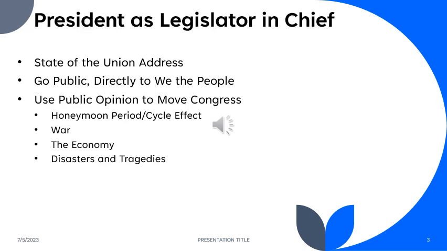Congress is like, your approval ratings are in the 30s or the 40s. Talk to the hand, because Congress don't understand. You're not popular. We're not going to work with you. You have no leverage over us.